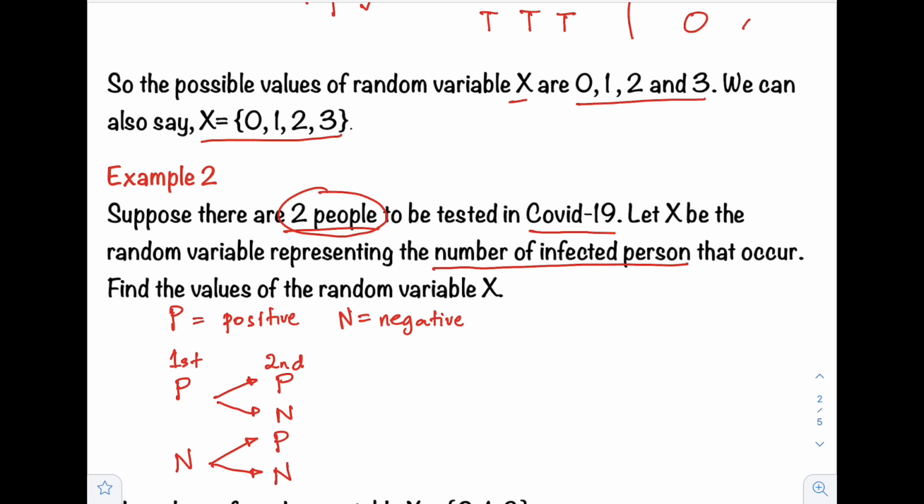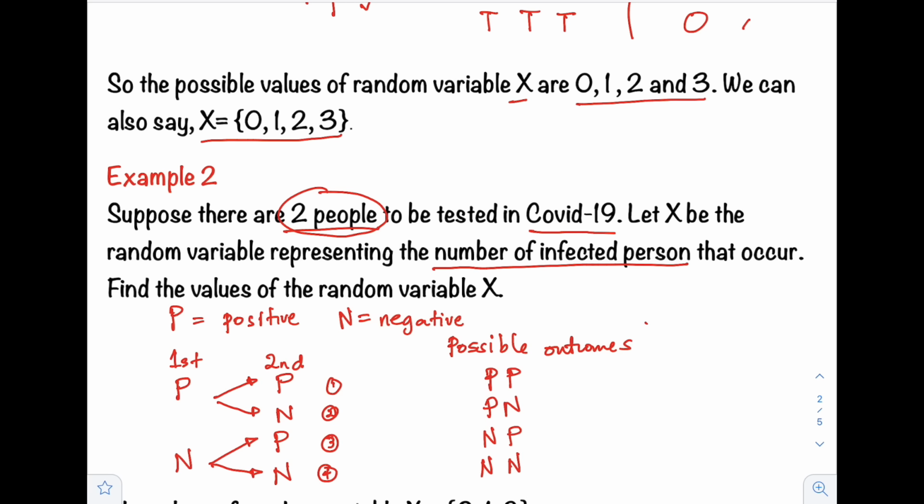Okay? So kung bibilangin natin yung event natin, we have 4 possible outcome. We have 1, 2, 3, 4. So kung ililist down natin yan, yung mga possible outcomes natin is pwedeng maging positive, positive, or positive, negative. Then pwede rin namang negative, positive, then negative, negative.